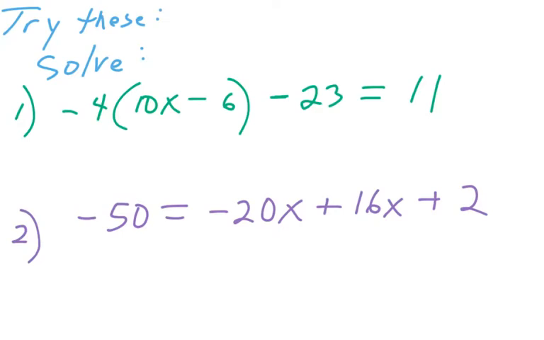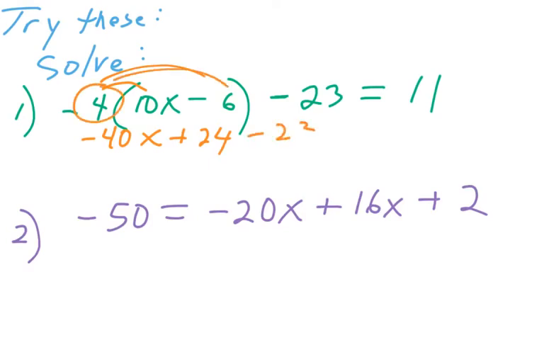All right, so hopefully you got the opportunity to do those on your own to get the most out of this lesson. So first thing we do for the first one is distribute. So we get negative 40x plus 24, right? Negative times negative is positive there. Minus 23 equals 11. Second, we combine our like terms. Those combine to be positive 1. Be careful of your signs.